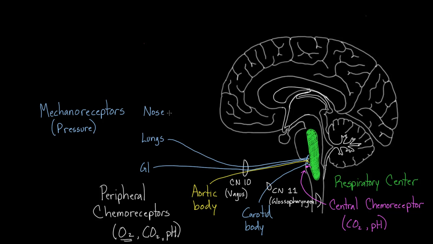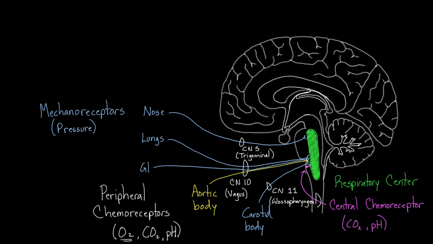So those fibers are going to run inside of that cranial nerve number 10. The nose is actually also going to have some mechanoreceptors, and those neurons are going to also go to the respiratory center, but through a different nerve. This is going to go through what we call cranial nerve number 5, also called the trigeminal nerve. So these are just the names of the nerves. I'm throwing it out there just in case you come across them. But let's get a little bit more concrete.